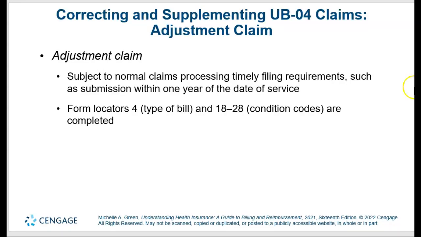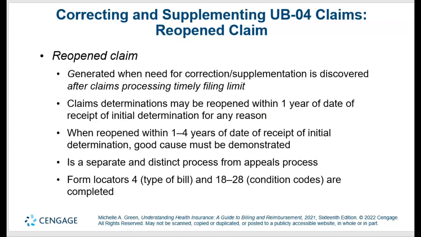So you do have adjustment claims. So if something was wrong, you had the adjustment claim, which you could change things. So form locators for type of bill and then 18 through 28 condition codes, they are completed on each form. So you can go ahead and look at your UB04 claim again. So correcting, supplementing UB04 claims, if it is reopened, so if there was something wrong with it.